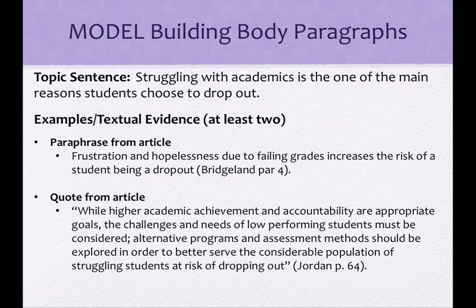Here's the second example. It's a quote from an article. While higher academic achievement and accountability are appropriate goals, the challenges and needs of low-performing students must be considered. Alternative programs and assessment methods should be explored in order to better serve the considerable population of struggling students at risk of dropping out. And then you can see the in-text citation that followed that quote.